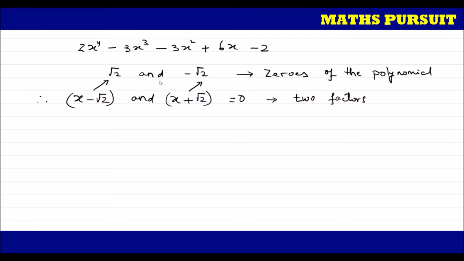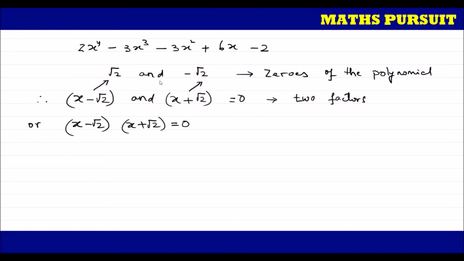Now, in another way, we can also write the factors as x minus root 2 into x plus root 2 is equal to 0. Hope guys, still here we are very clear. We are just moving in the opposite direction of solving a quadratic equation for zeros. We are moving from the bottom to the top.